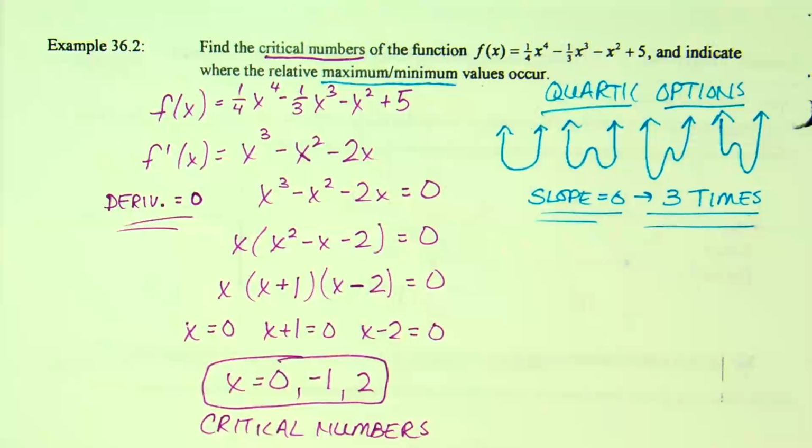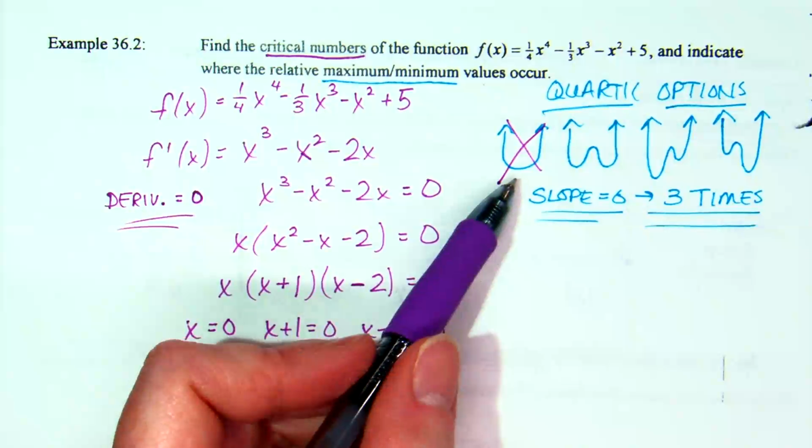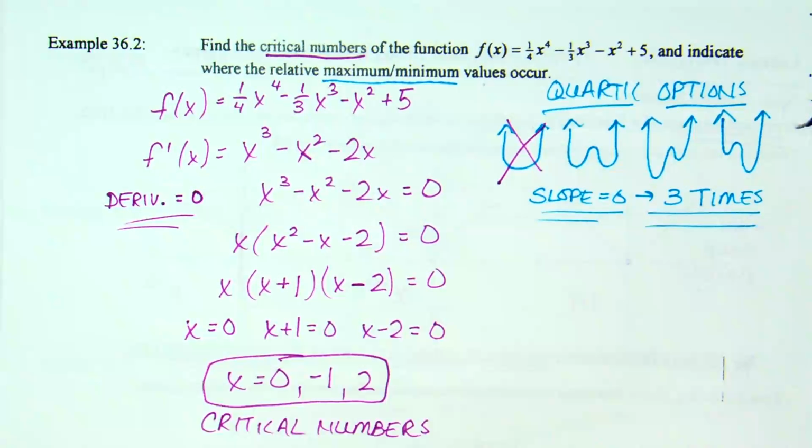In which of these does my slope equal 0 3 times? Well, really, any of them except the first. If we only had one critical value, then this first would be the way to go, because there's one minimum. But if there's 3 critical values, we need some combo of 3 mins and maxes. These all offer 3 mins and maxes, right?